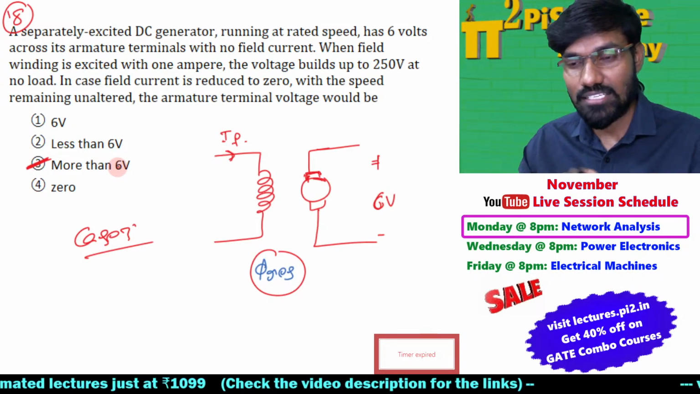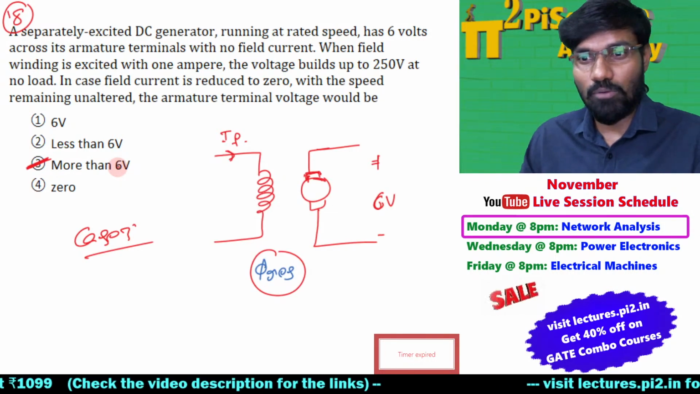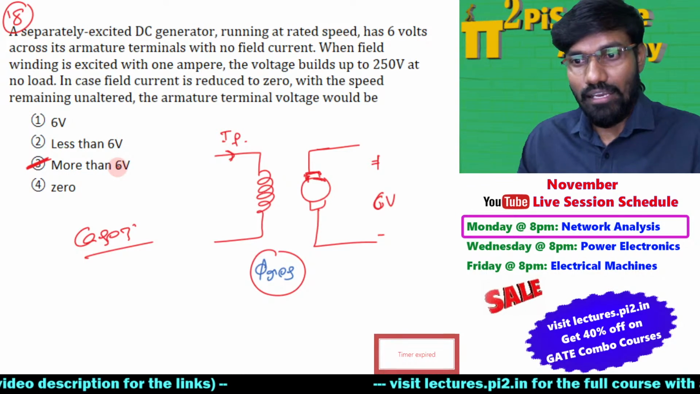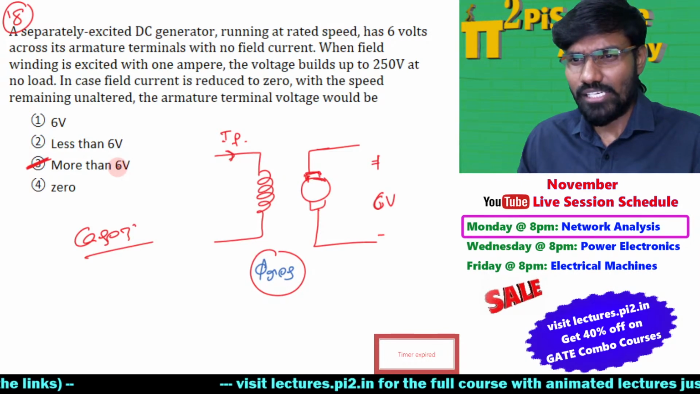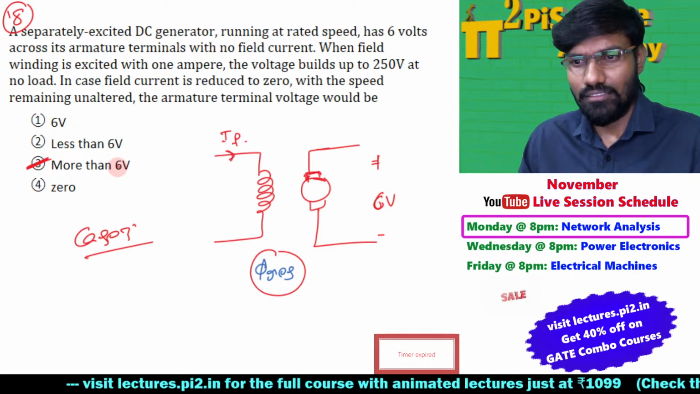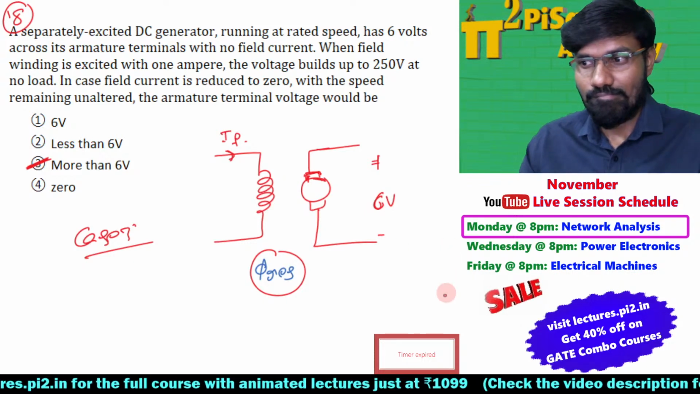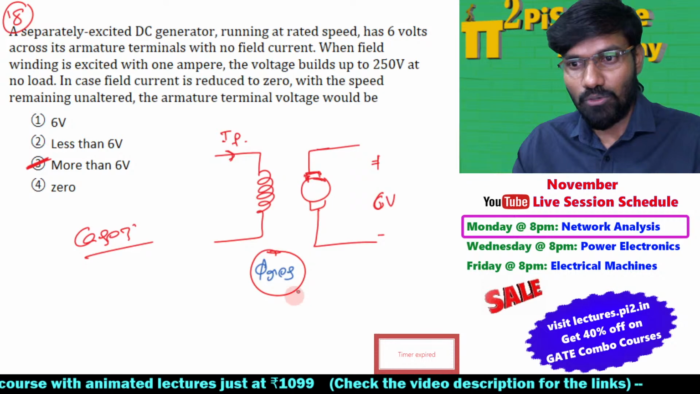Any guess? Give it a guess at least. What could be the possible reason? One guess we got: residual magnetism. Yes, it is due to pole shoes, no load.